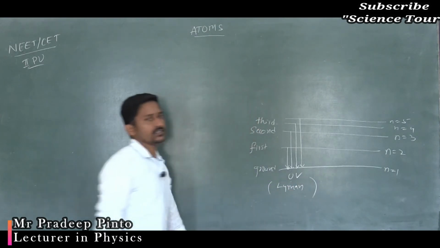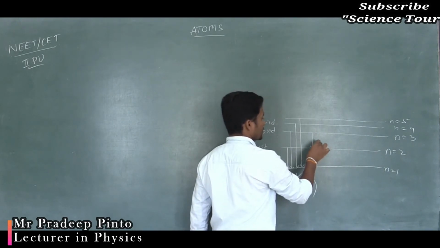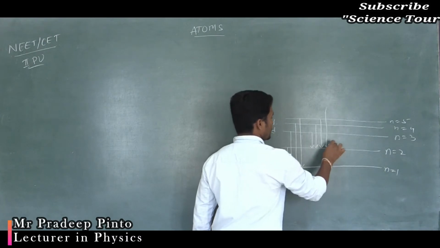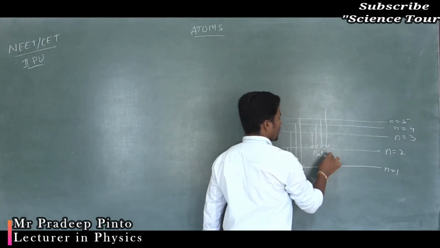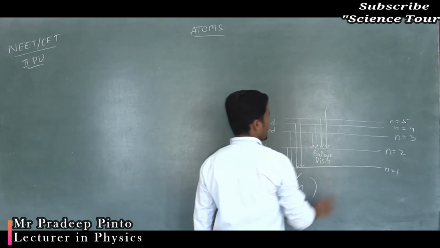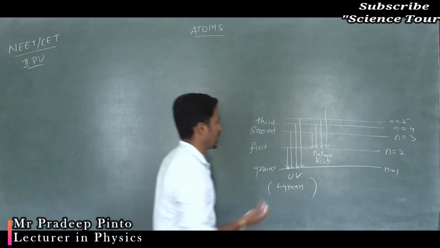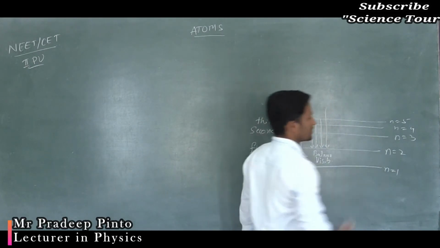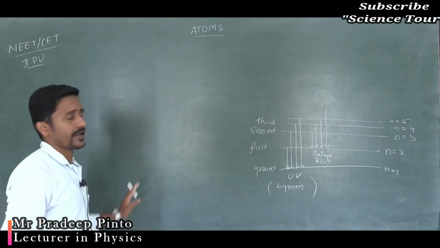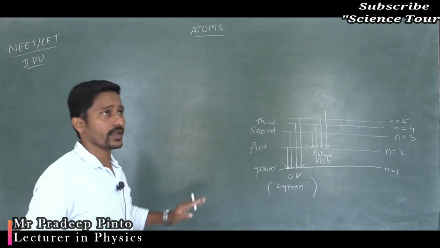So it is called the Lyman series. Similarly, if the electron comes from a higher energy state to n2, that becomes the Balmer series, and it is in the visible region. Lyman series, Balmer series. Again, like that we have studied Lyman, Balmer, Paschen, Brackett and Pfund series. But we are not much interested in the diagram. All those things we have discussed for our board examinations.